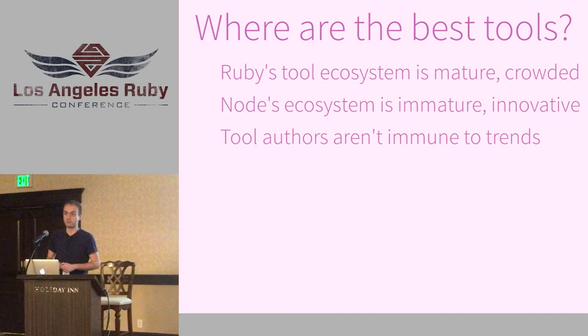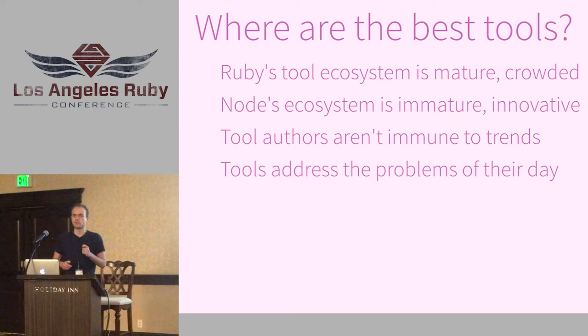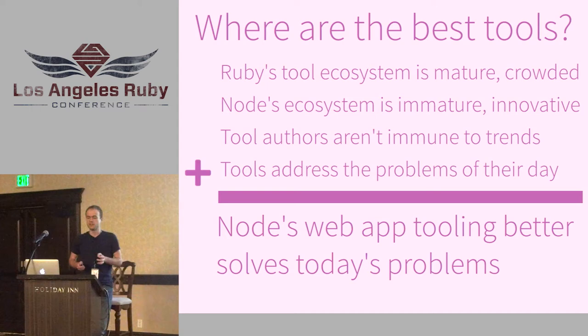Also, it's probably fair to say that tool authors are not immune to trends. They want to go where all the hordes of people are going so they can get usage. Add to that, tools tend to address the problems of their day. So a tool, for example, built as a gem in 2008 that hasn't changed a whole lot probably is better serving the web of 2008 than the web of 2014. You add all that together, and I'd like to make the statement that Node's web application tooling tends to better solve today's problems, or at least today's problems as I run into them, which is a sad thing to say if you are convinced that you only want to write Ruby code all of the time.